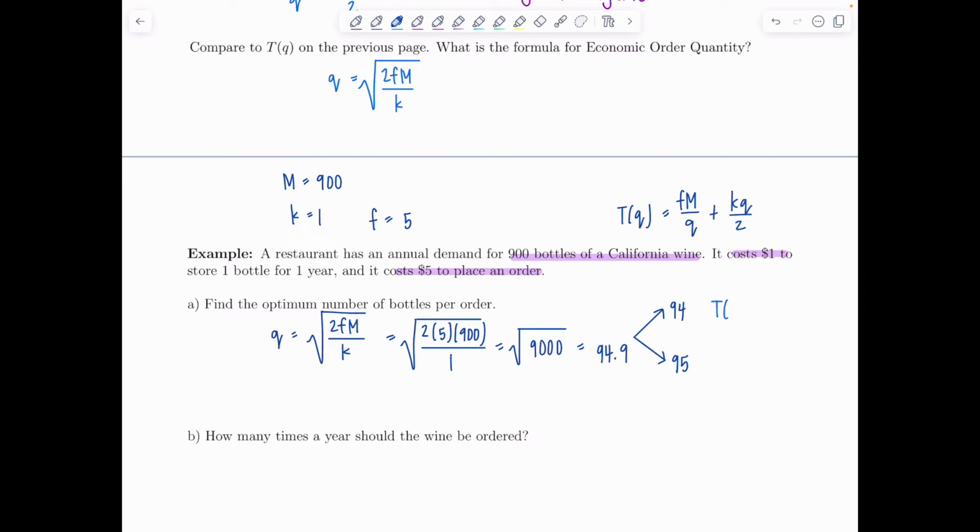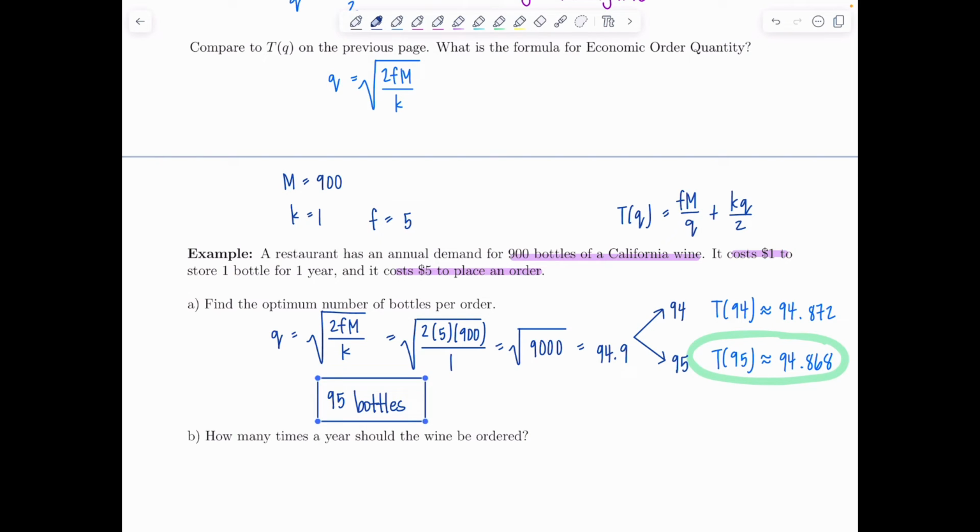So T of 94 comes out to approximately 94.872. And then T of 95 comes out to approximately 94.868. So this yields the smaller total cost, 95 bottles. So you should have 95 bottles per order. But not because 94.9 rounds to 95, no, because the total cost at 95 was lower than the total cost at 94. So be careful.